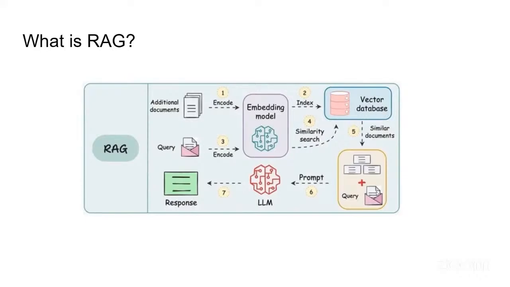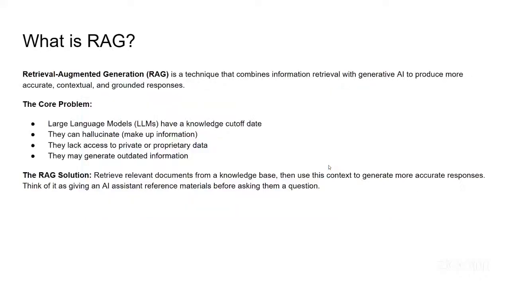What we'll do is dive deep into each component separately to understand how it works. Again, RAG is a technique that combines information retrieval with generative AI to produce more accurate, contextual, and grounded responses.